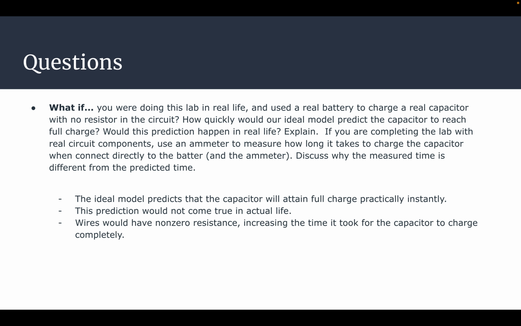The ideal model predicts that the capacitor will attain full charge practically instantly. This prediction would not come true in actual life. Wires would have non-zero resistance, increasing the time it took for the capacitor to charge completely.